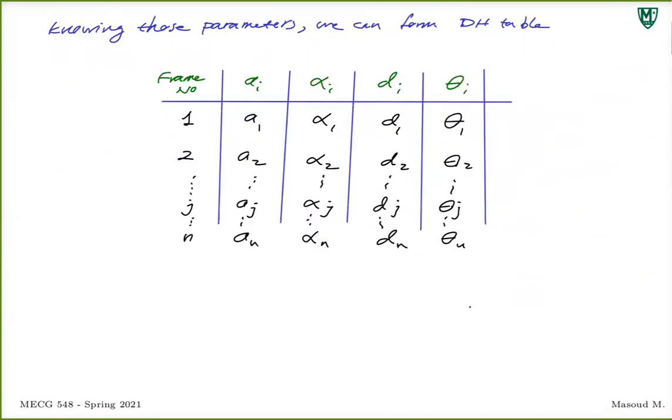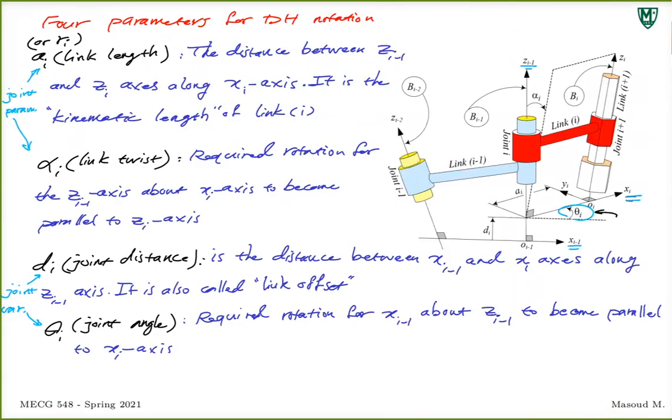D1 is the distance between x_{i-1} and x_i along z_{i-1}. Plug in i equals 1. So in our case, what we're looking at for frame 1, d1 is the distance between x0 and x1 along z0.